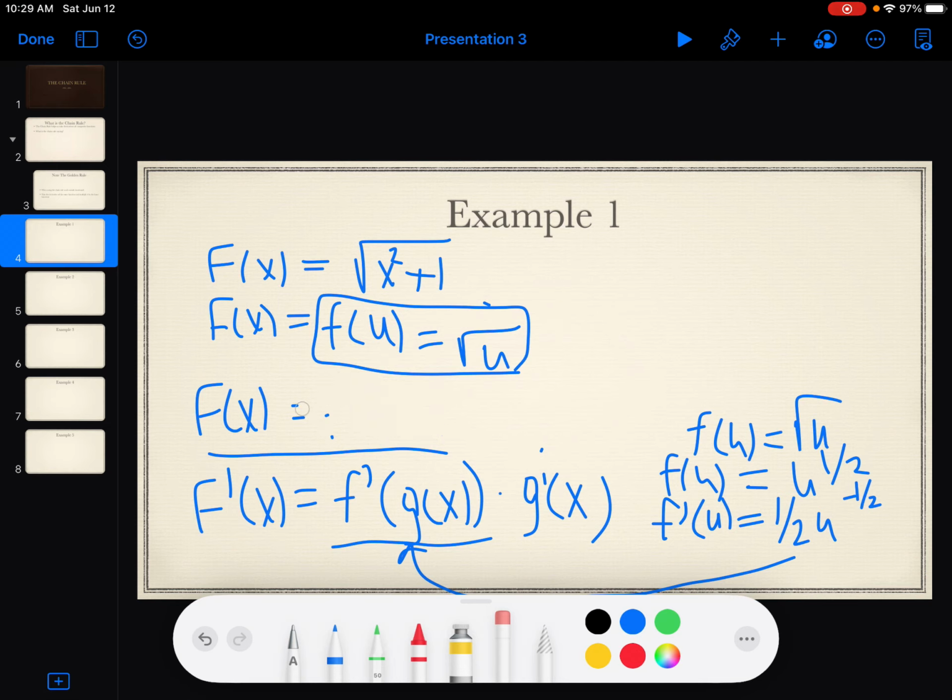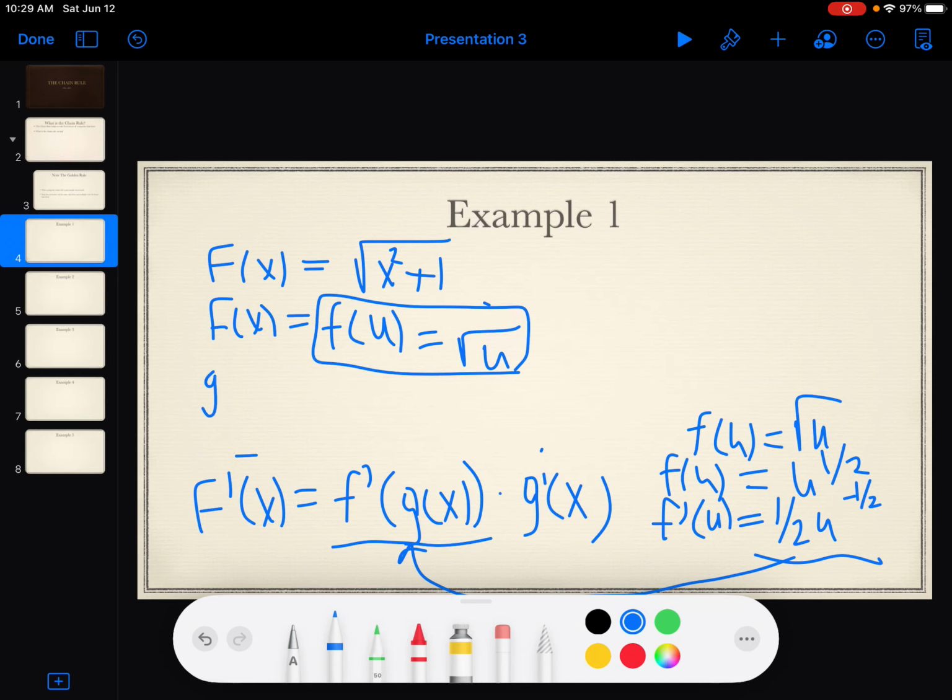And what about our second part? Well, what did we say g of x was equal to? So now we found the derivative. We found our first part right here, f prime of g of x. Well, f prime of g of x was equal to f of u, and f of u is equal to the square root of u, and u is just a variable. So now you're just going to take the derivative as you would with x, and you come out to this.